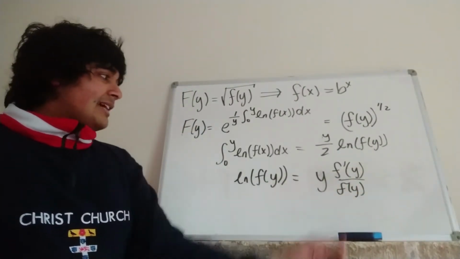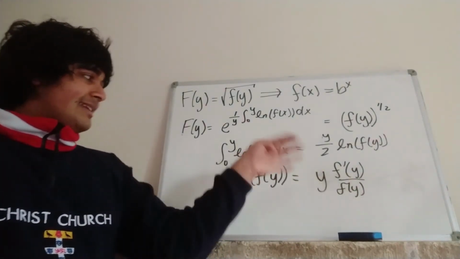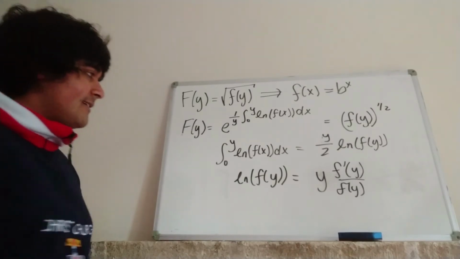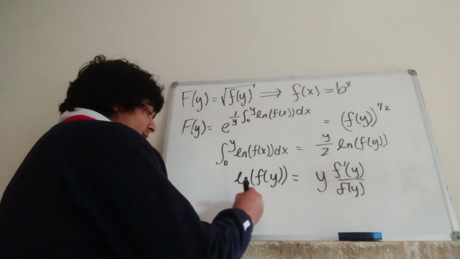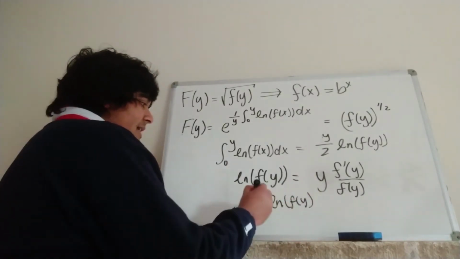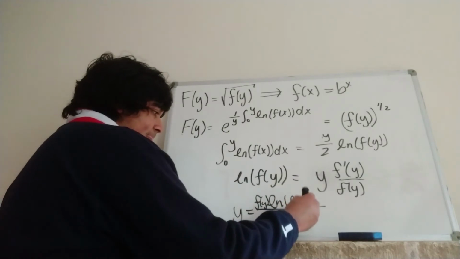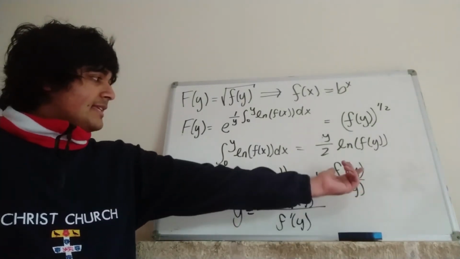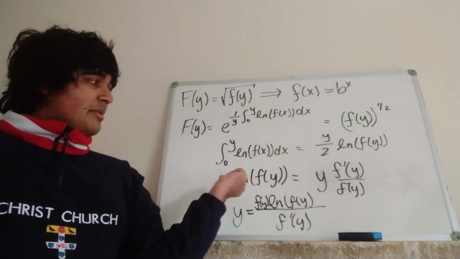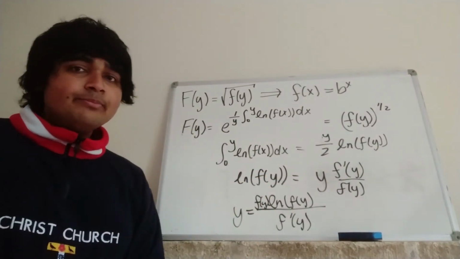Okay, and the next thing I want to do is essentially rearrange this to bring all the f of y's onto one side and keep the y by itself on the other side. So this will give me that y is equal to ln of f of y times f of y divided by f prime of y. Okay, so just bringing this f of y onto this side and this f prime of y onto this side, and then writing it here. Let me clean up the whiteboard and we'll continue.